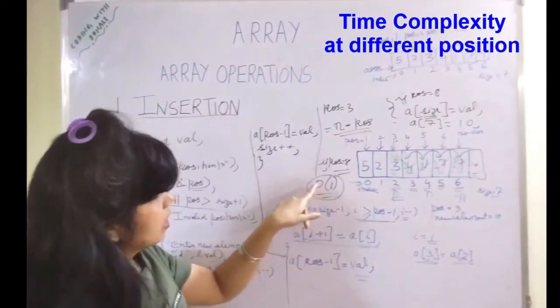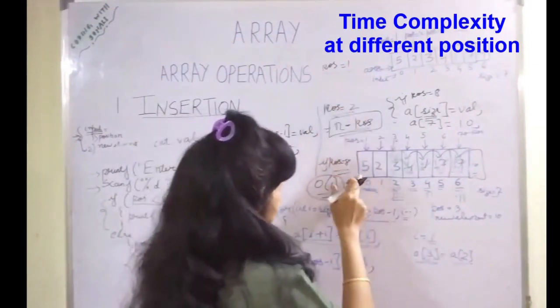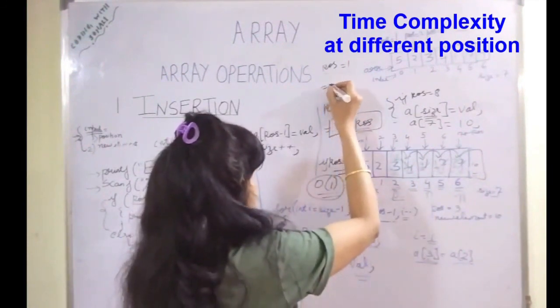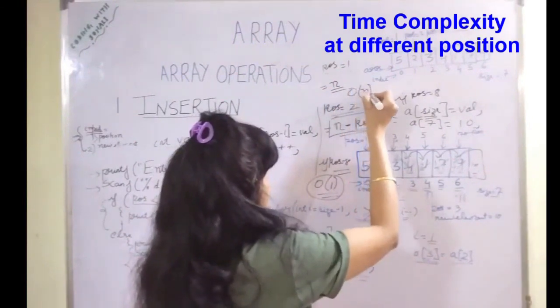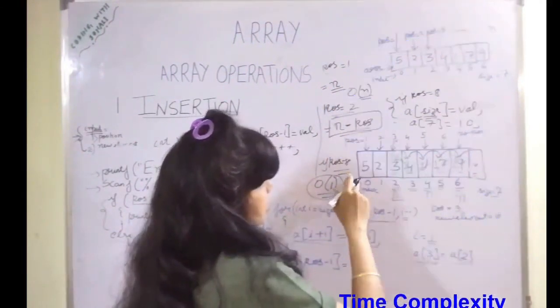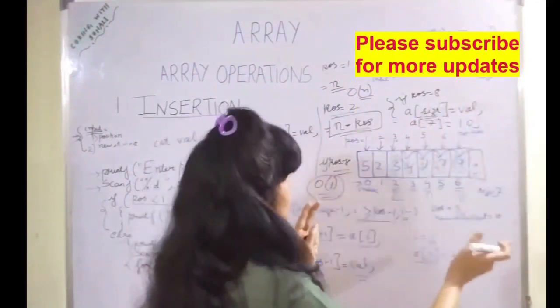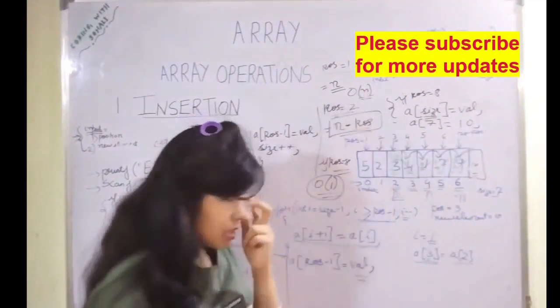What if the position is 1, that is, the first position? How much time will it take? In that case the time taken will be equal to n. So it is O of n. It is the worst case if we have to insert at the beginning, because all the elements we have to shift to the right by one position. Therefore it will take n, so much amount of time. So that is the worst case.